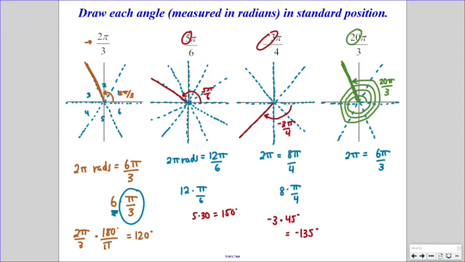Now, you could have also chosen to graph it as a degree instead. 20 pi's over 3, well, pi over 3 is 60 degrees, so it's 20 60-degree angles, or 1200 degrees. You could have graphed it like that as well.